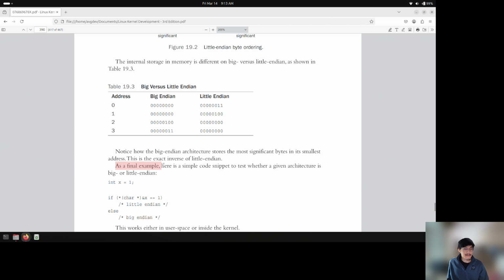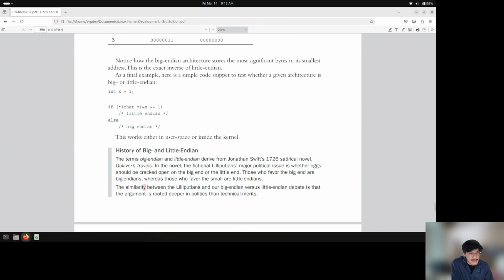As a final example, here is a simple code snippet to test whether a given architecture is big or little endian. Okay, so given x is 1, so 0, 0, 0, 0, 0, 0, 0 all the way down to 1, you just want to check to see if the current address stores a value 1, right? Otherwise, it's big endian, because the first byte should be 0 if it's big endian, in that case. So this works either in user space or inside the kernel.